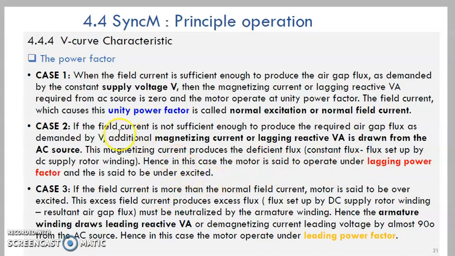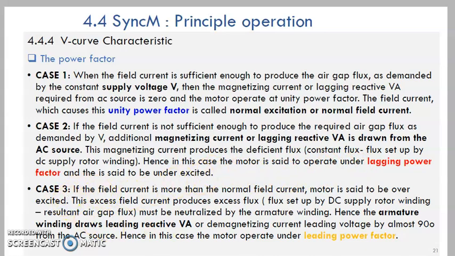So the motor is said to be operated under lagging power factor, or under excited condition. The field current is not enough to produce the air gap flux, so it imports from the line. So it now operates as an under excited motor, and the power factor will be lagging. It behaves like an inductor, absorbing Q from the line.